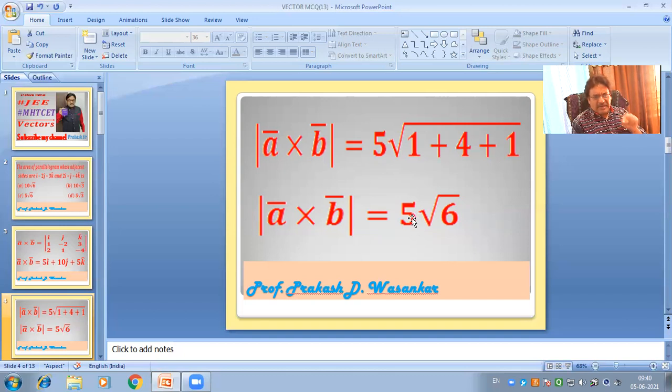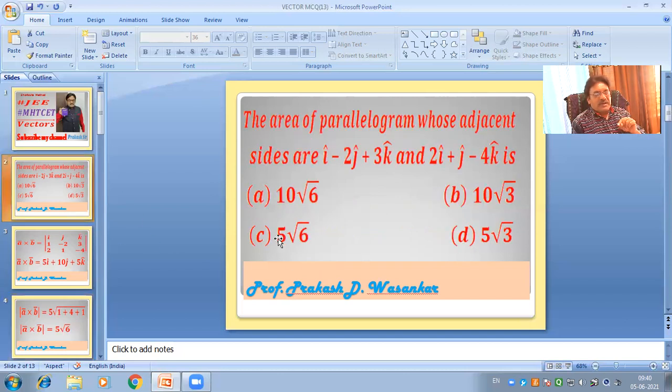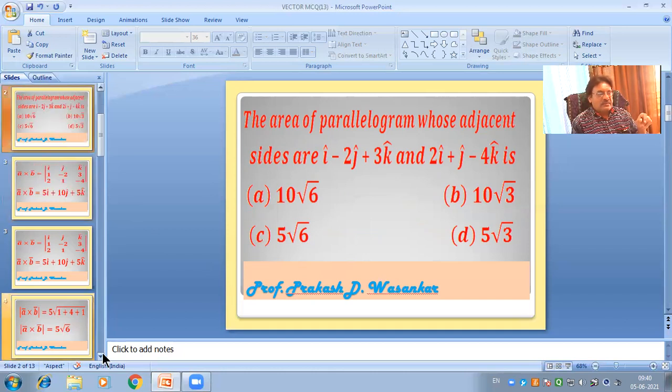That is, the required area is 5 root 6. Therefore C is the correct option. That is how we find the area of the parallelogram whose adjacent sides are given. Next problem.